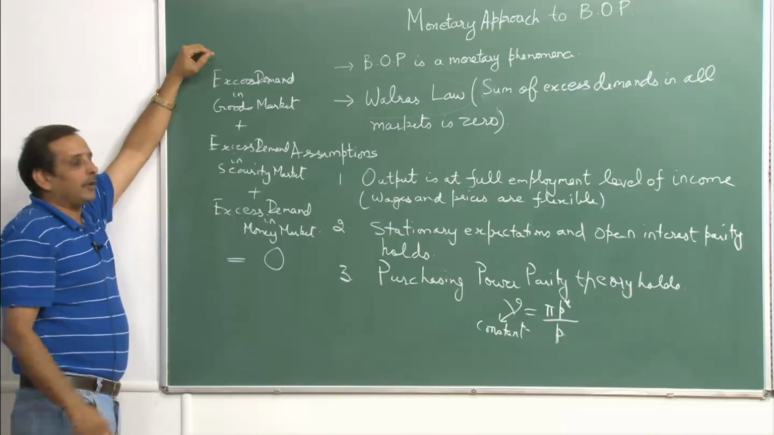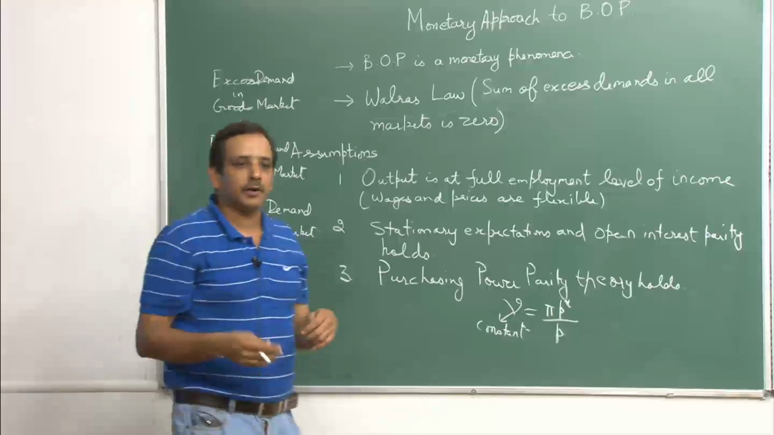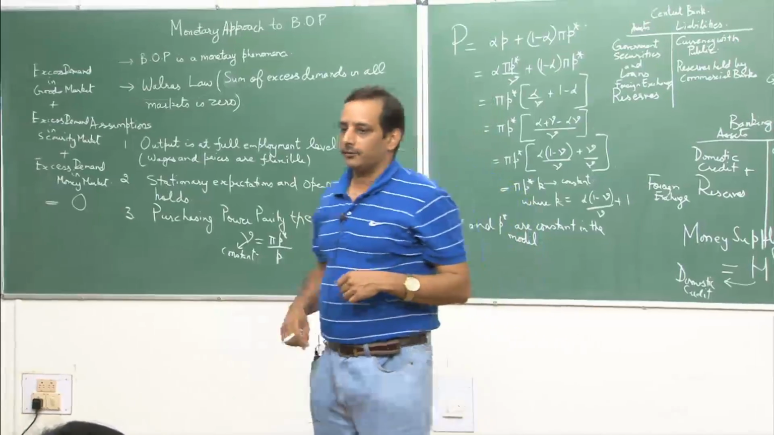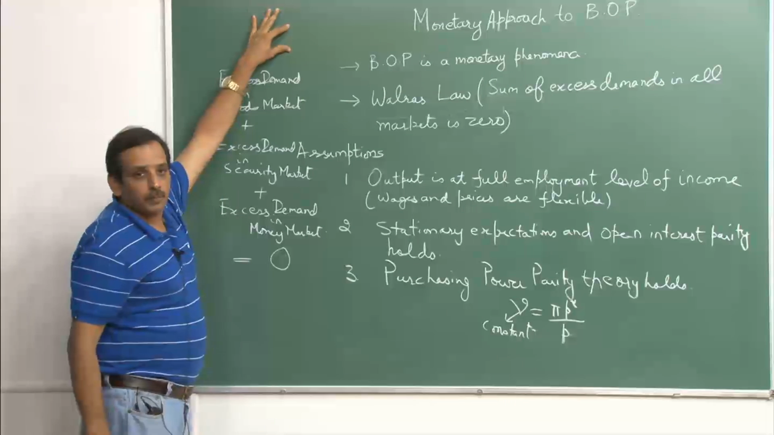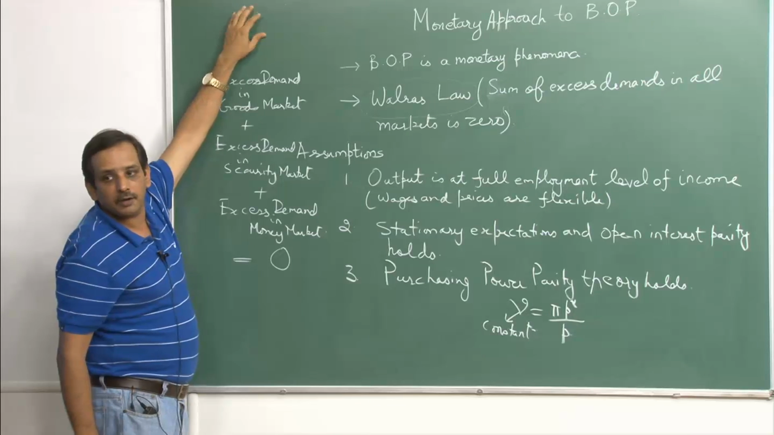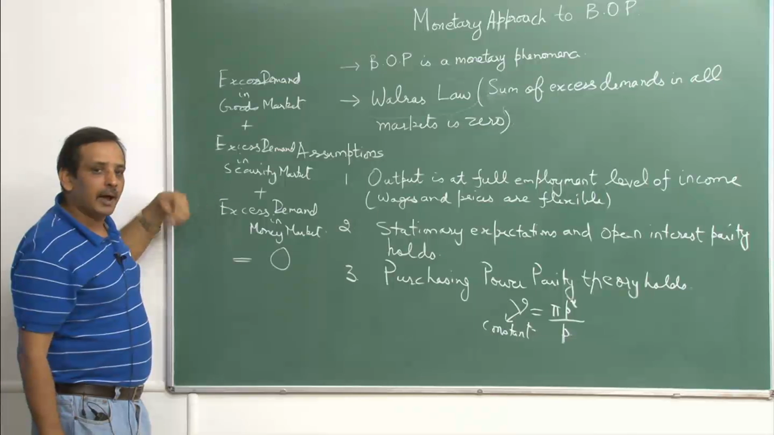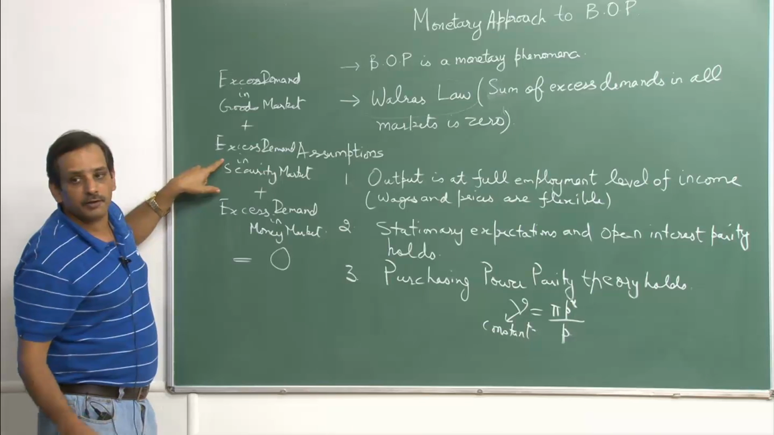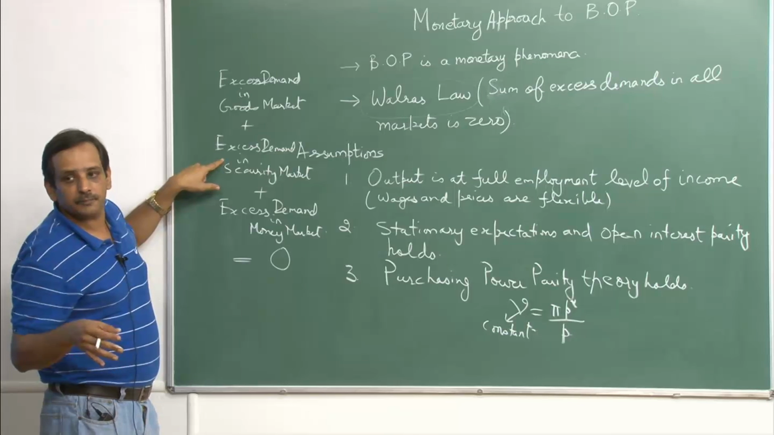Now, when I say there is an excess demand in the goods market, it is equivalent to saying that there is a current account deficit. Remember, in the current account all income related flows are recorded in the current account of the balance of payment. All asset related flows are recorded in the capital account of the balance of payment. So, when I say excess demand in the security market, it is equivalent to saying that there is a capital account deficit.